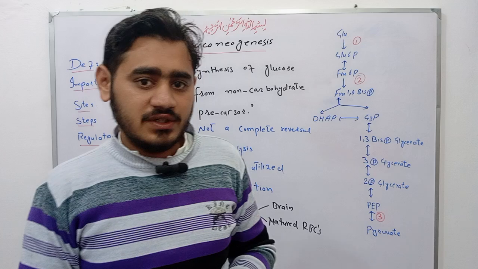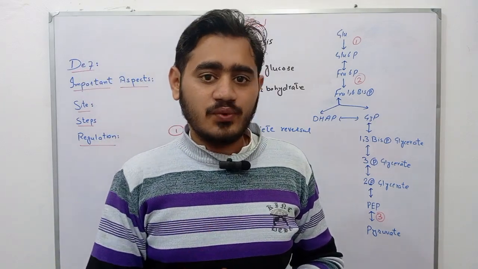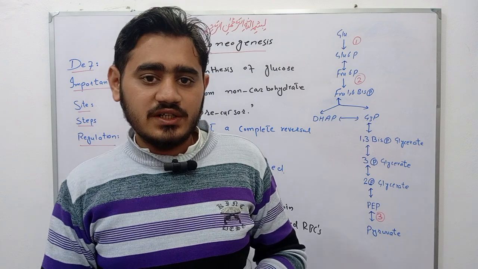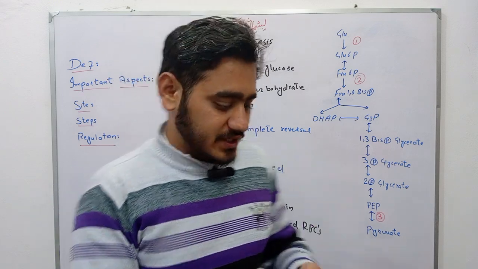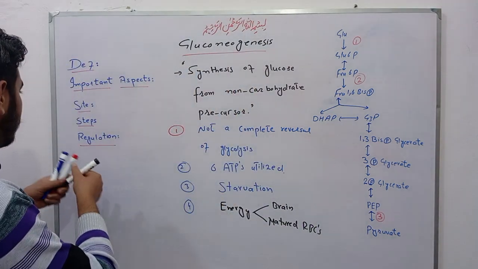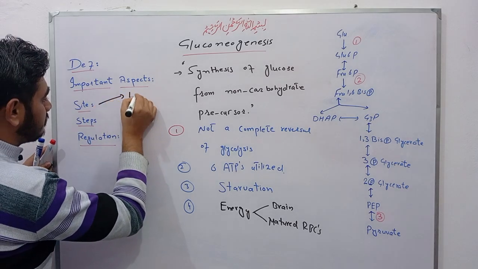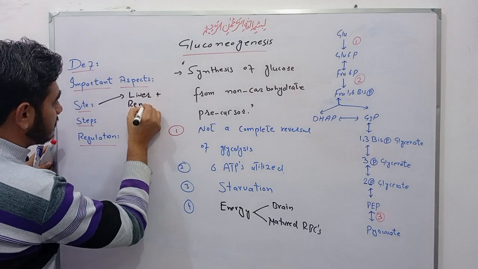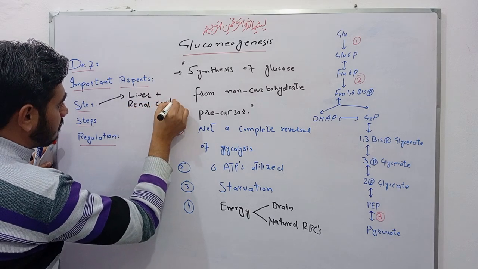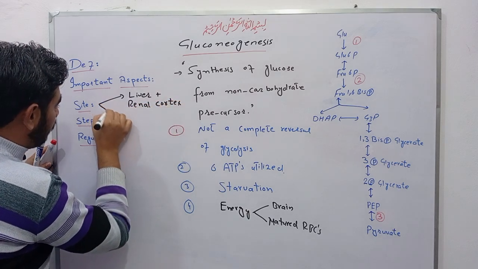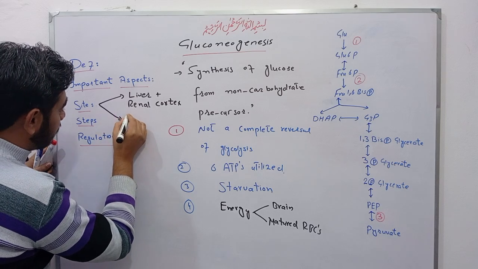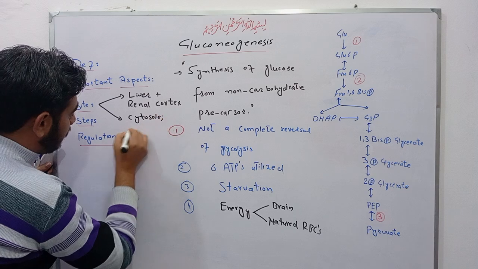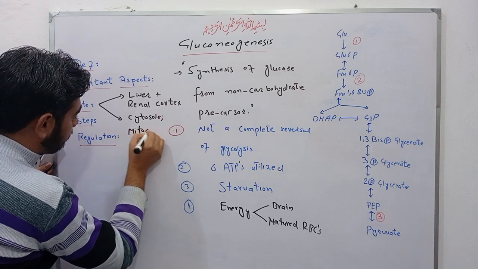Now coming toward the site for the process of gluconeogenesis. The gluconeogenesis process occurs in liver and renal cortex. There are two important organelles required. First one is cytosol and another one is mitochondria.